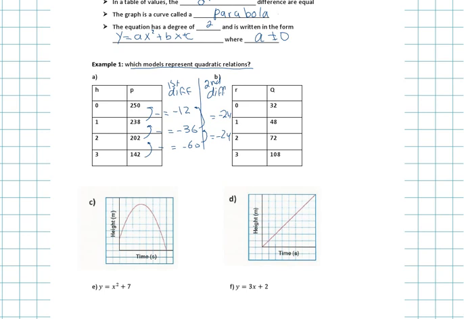So that's an indication that since your second difference is constant, it's quadratic. Second difference is constant. Therefore, it's quadratic.